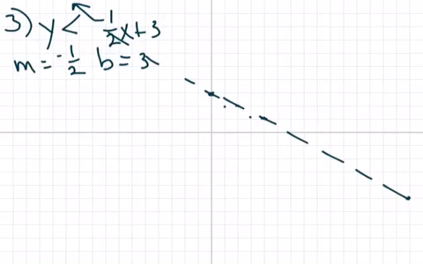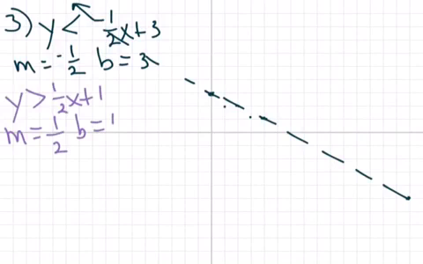Okay, then the second equation has y is greater than 1/2 x plus 1. So the slope is 1/2, and the y-intercept is 1. So we go up to 1, and the slope is 1/2. That means up 1, right 2. Up 1, right 2. Or down 1, left 2. And it does not have an equal to, so this one is also dashed.